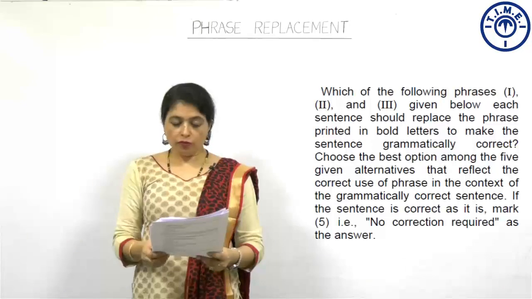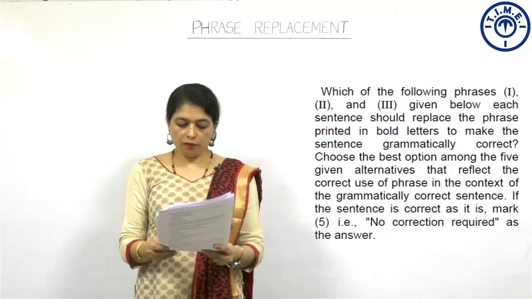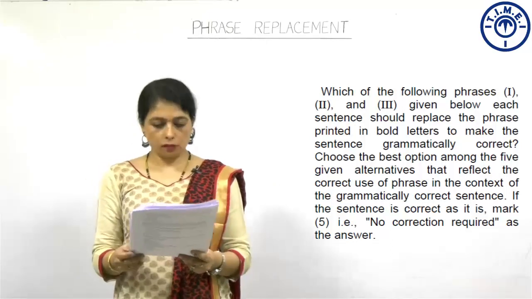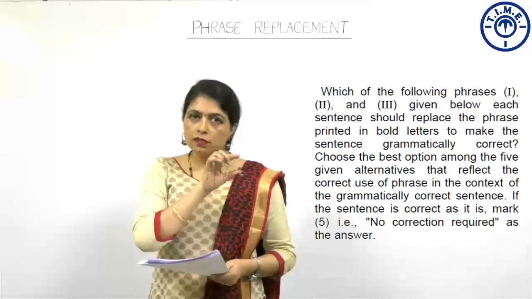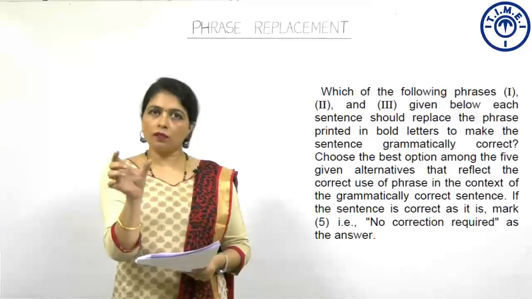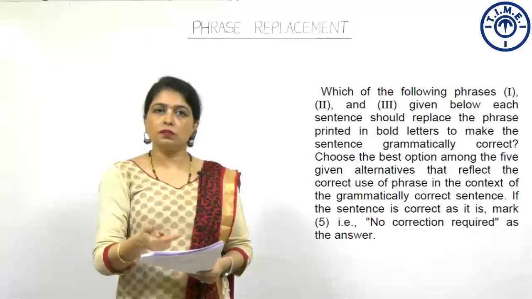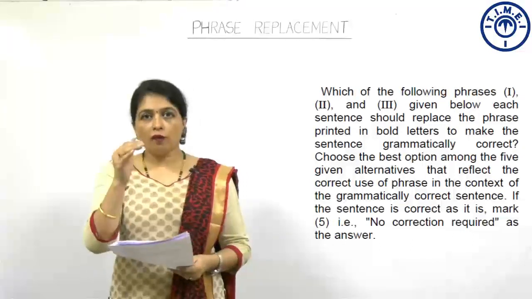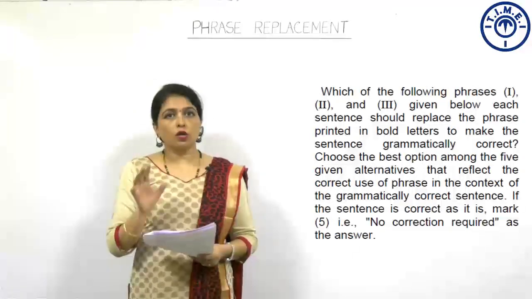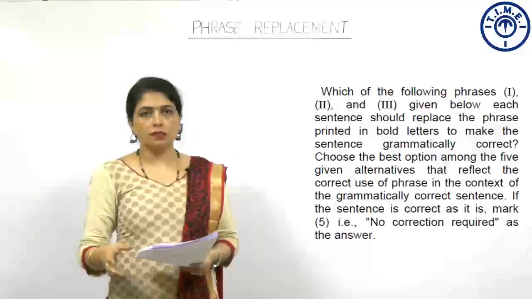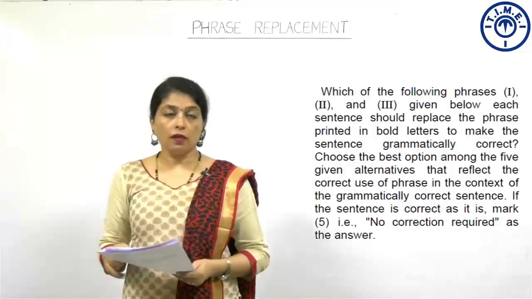Here I go. Which of the following phrases 1, 2 and 3 given below each sentence should replace the phrase printed in bold letters to make the sentence grammatically correct? Now let me explain what has been asked of you. There is a sentence given, and in that sentence a part, that means a group of words, has been highlighted. The same has been repeated in 3 options labeled Roman 1, 2 and 3. After reading, you will need to understand which of these 3 is the grammatically and logically correct part, or which serves as a correct replacement of the words which have been given to you in bold in the question sentence. I hope I am clear.